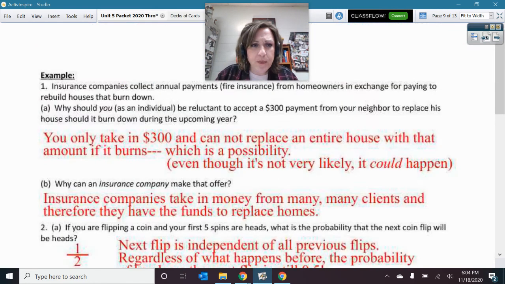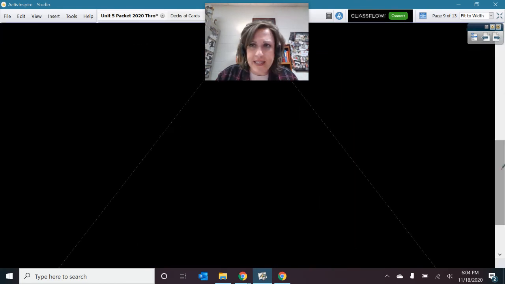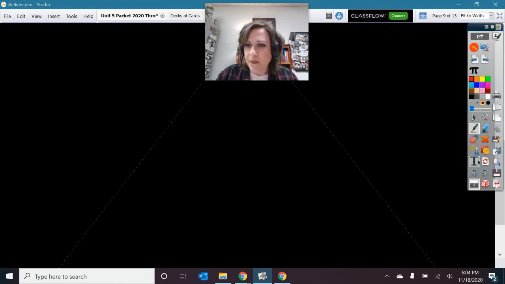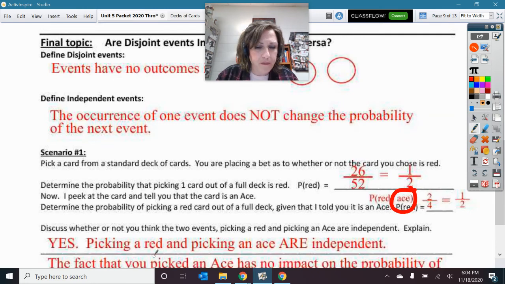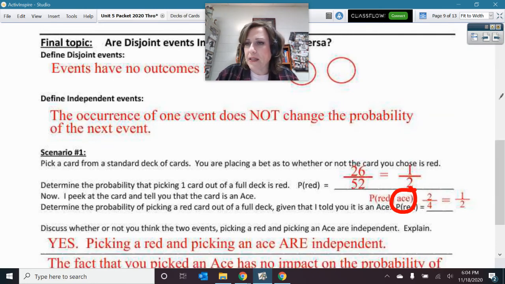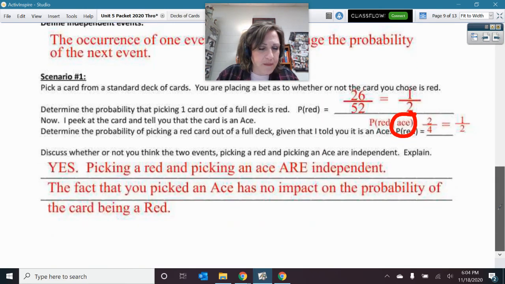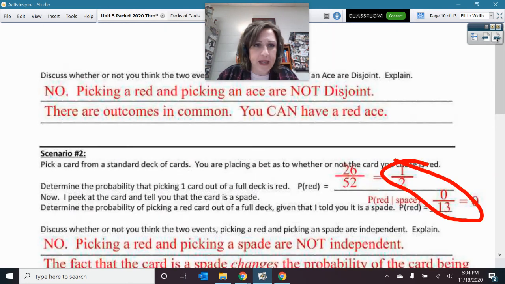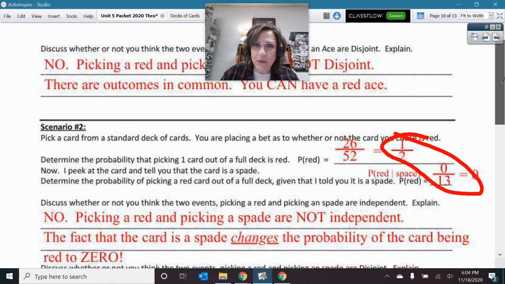Did I say that right on the previous page? For some reason, I think I said that wrong. Hold on. I'm now just second guessing myself. Look real quick. Let me just double check myself. Oh, I guess it was at the top of the next page. Oh, okay. The red and the ace, there are outcomes in common. Okay, phew. Thought I had that wrong.